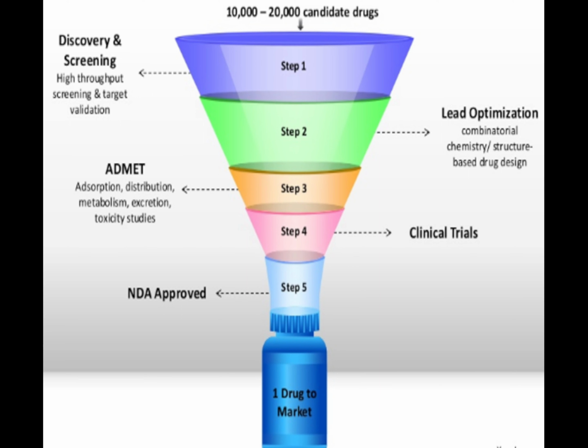If we are getting a positive result, as we can see, we can move to step 4, which includes clinical trials. Once we are getting positive results in the clinical trials, after approval from the authorities, the company will be allowed to introduce the drug to the market.